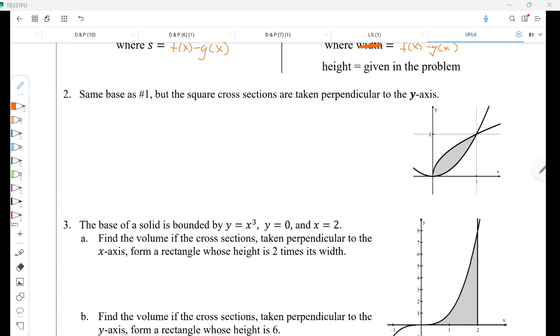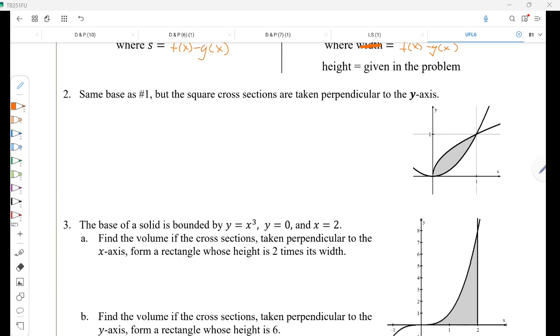If I built a shape where they went in the other direction, in general, that's going to give you a different volume. So if my cross sections were horizontal instead of vertical, that's going to give you a different volume. But in this case, because of that symmetry, it's actually not going to. And I'll show you why.